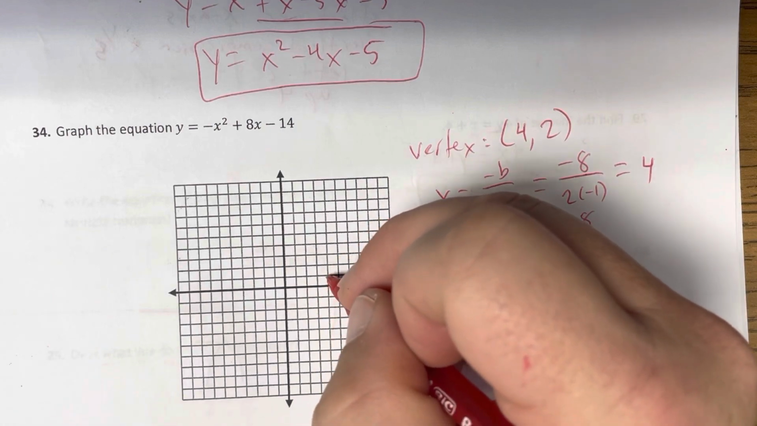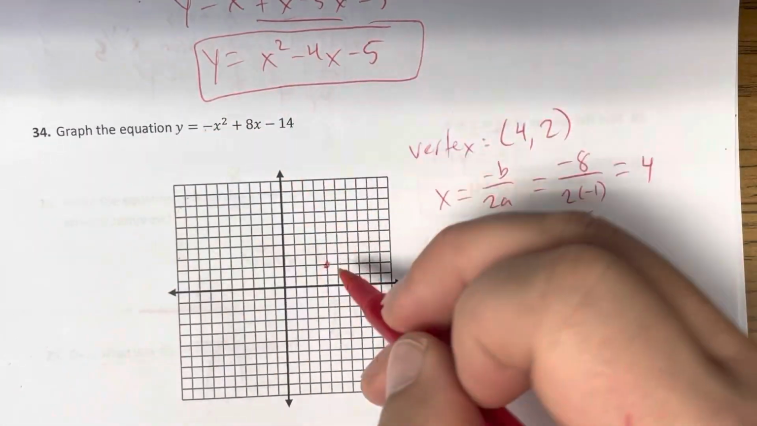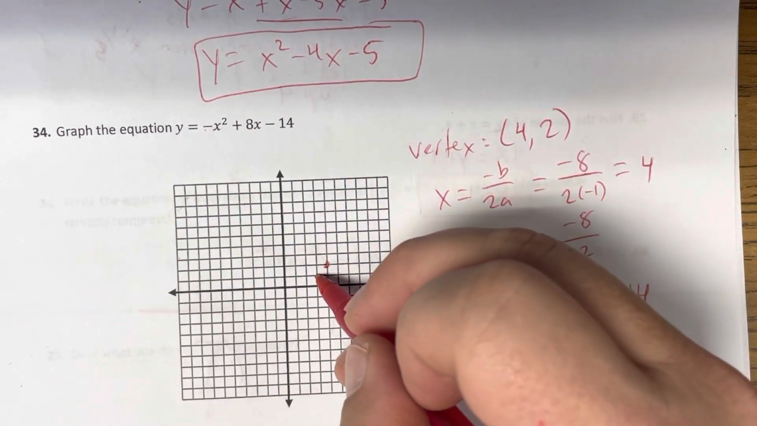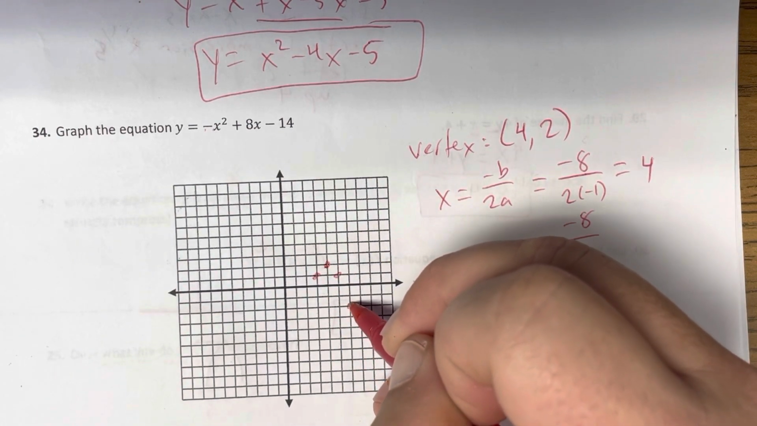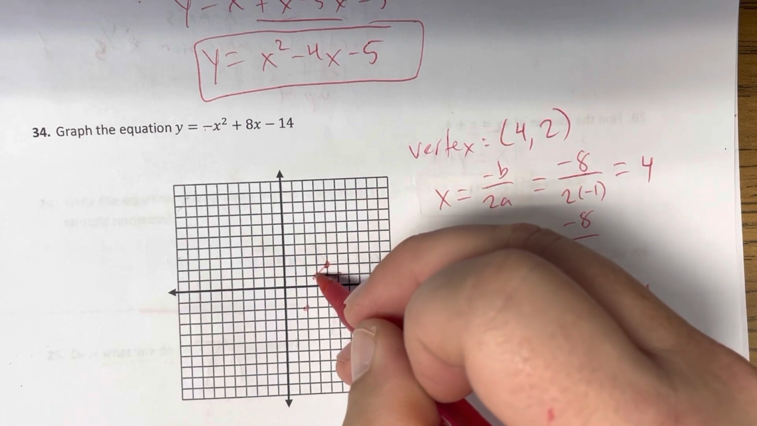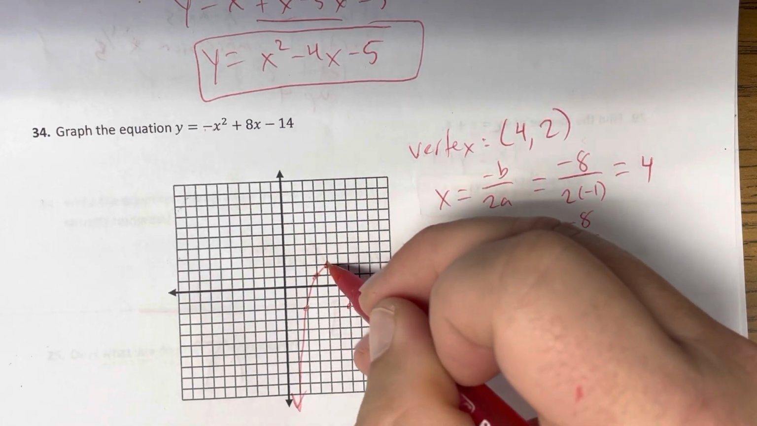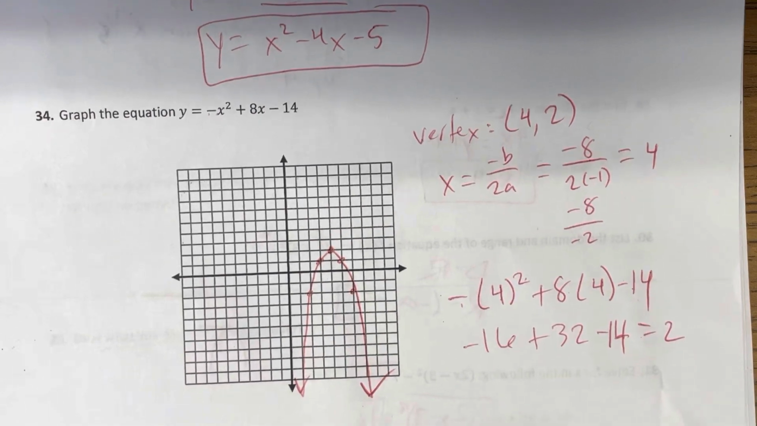1, 2, 3, 4, 1, 2. We got a negative in front, which means it's going to go down, no stretch or compress. So over 1, down 1, over 2, down 4. And again, you can go into your calculator to get these points. There's my parabola right there.